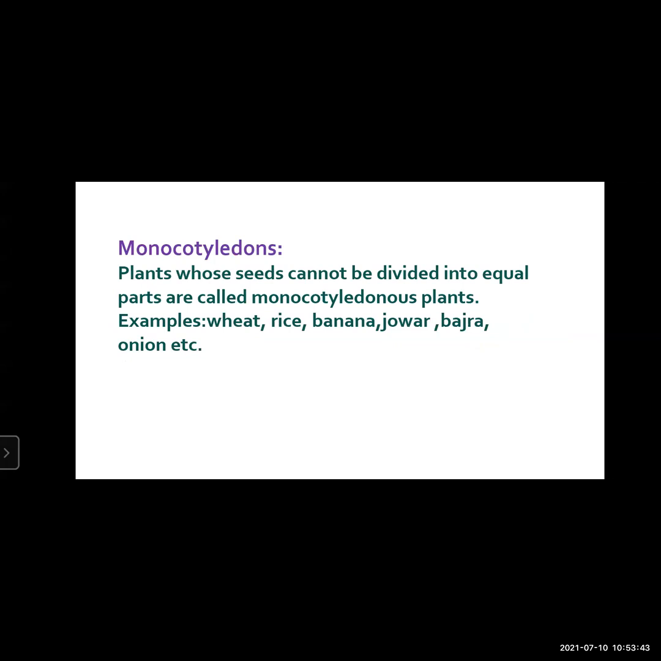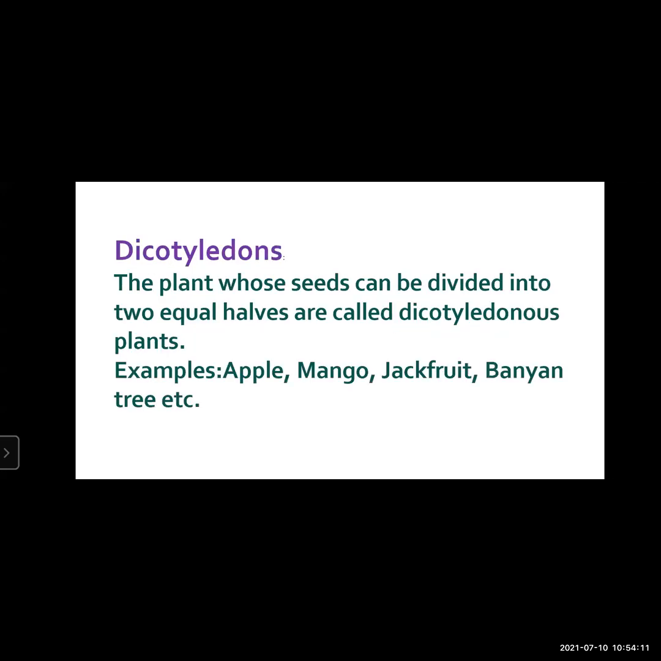Plants whose seeds cannot be divided into equal parts, that means they remain as they are, are called monocotyledonous plants. Examples are maize, rice, jowar, bajra, onion, etc. Right? So the seeds of all these plants are not divided into two equal parts.